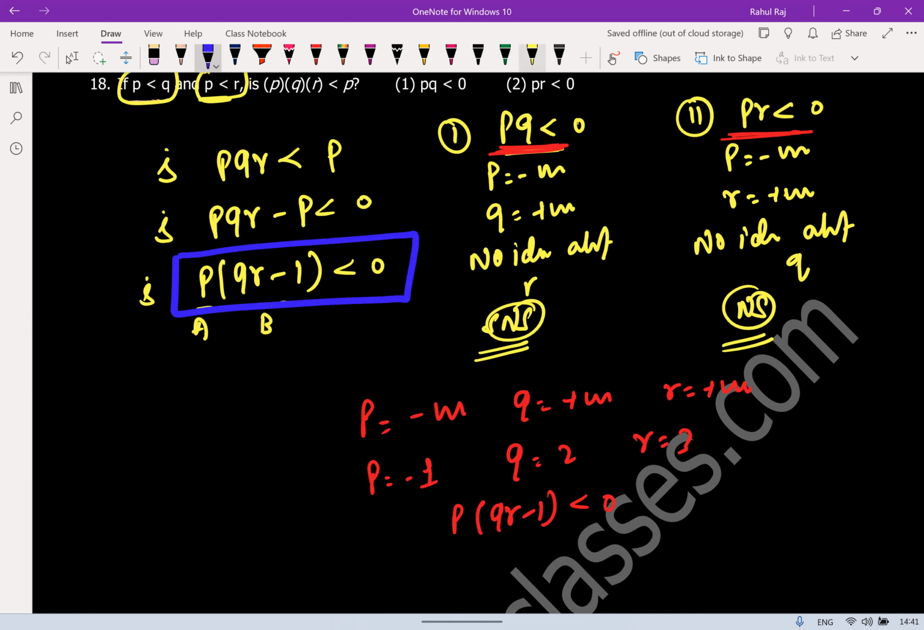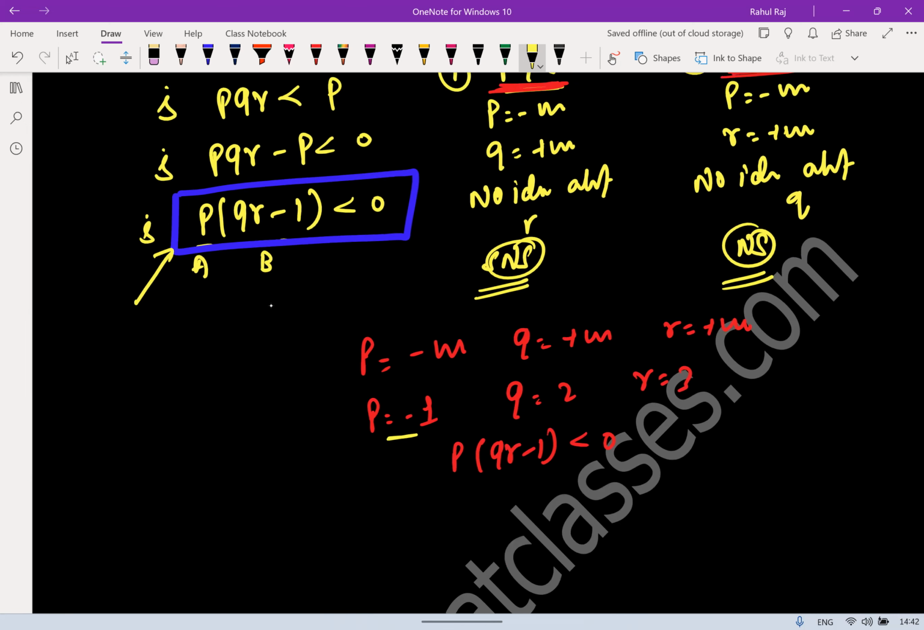So when you are taking a number, 100% the question should be in your head. You cannot deviate from the question, because if you keep doing something randomly, it will keep going. Then again, you will come and tell me, Rahul, I have taken 5 sets of a number or 6 sets of a number, which you are not supposed to take at all. Your job is to look at whether P into QR minus 1 is less than 0 or not.